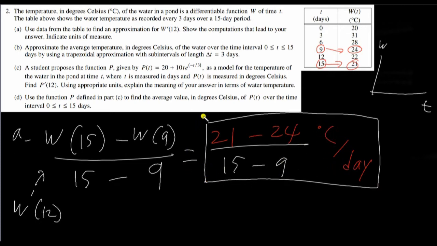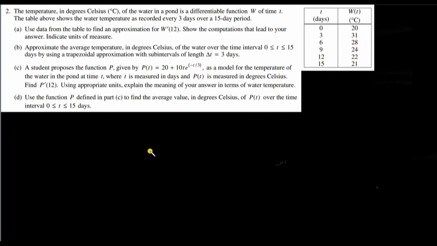Okay, so that was a 2-point question, 1 point for the approximation and 1 point for the answer. Remember, if you got a slightly different number than this, it's cool as long as you did the same steps. Okay, now let's look at part B of this question.